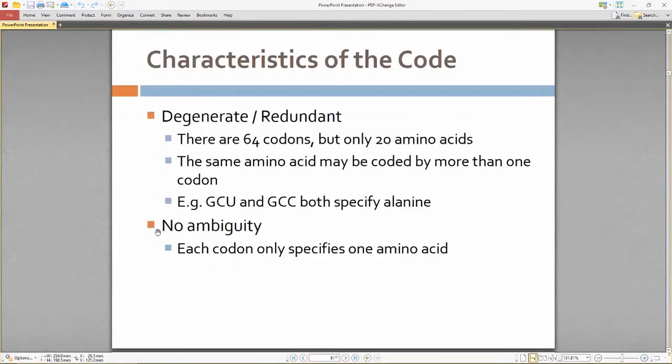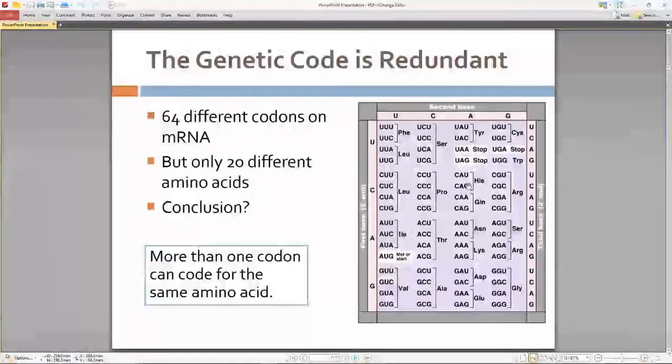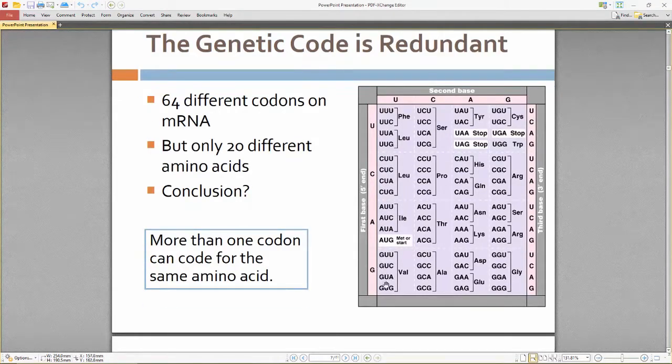And at the same time, there's also no ambiguity. If you have a codon CCU, you will know that no matter what, it will always code for proline. CCU can only code for one amino acid, and all the other codons only code for one amino acid, although a single amino acid can have multiple codons for it.